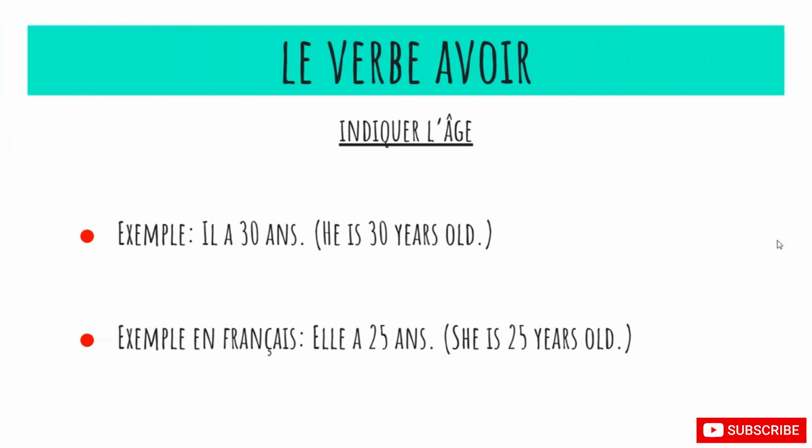Pour indiquer l'âge, for example, il a 30 ans. He is 30 years old. Elle a 25 ans. She is 25 years old. So this is the difference between English and French. In French, we use the verb to have to express, for example, the age of a person. So instead of is, like in English, we say il a 30 ans instead of he is 30 ans.